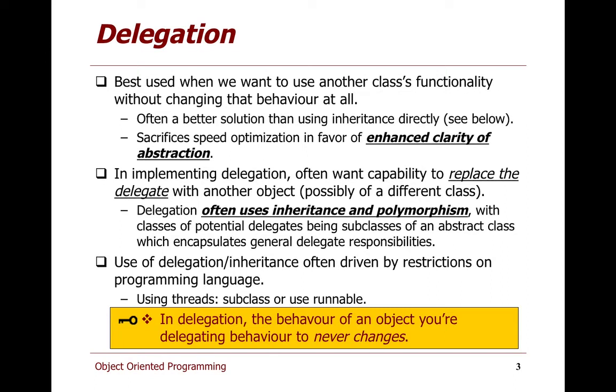So in implementing delegation, we often want the capability to replace the delegate with another object, possibly of a different class. That is to say, delegation can use inheritance and polymorphism. Now this is something that may seem to contradict what I said earlier, but we will flesh these ideas out as we get through the course.